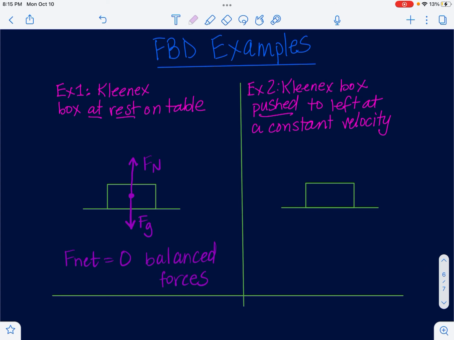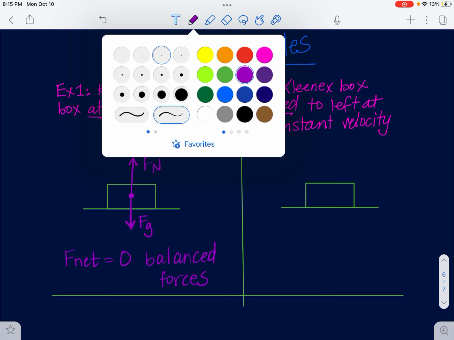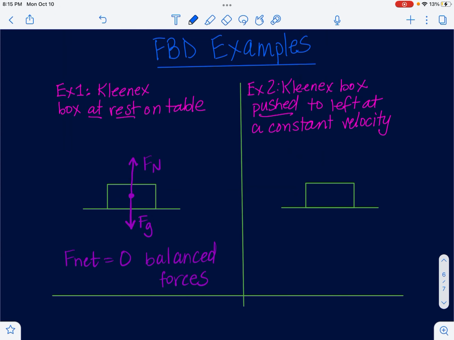In the next one, let's say I am going to push this Kleenex box to the left at a constant velocity. I'm just going to keep pushing it. I'm not going to let go. It is going to be a constant velocity. I'm pushing with the same amount of speed. If that is the case, I still start in the same place. There is still gravity acting on that Kleenex box. There is still a normal force pushing up on that Kleenex box. If that wasn't the case, then it would be either floating up in the air or falling down to the center of the earth, okay?